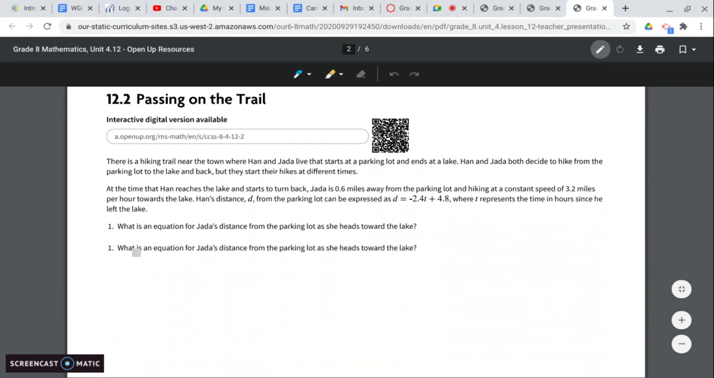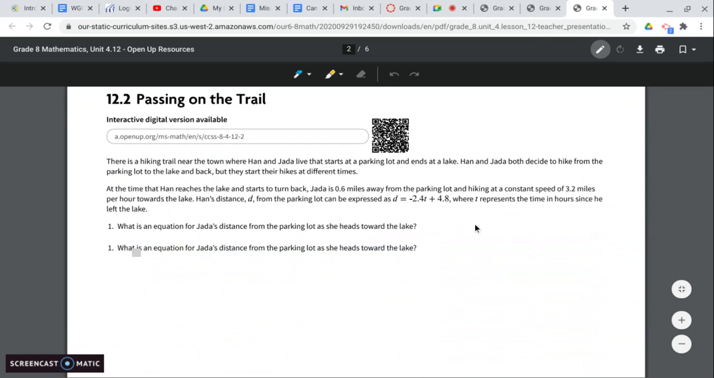Han's distance d from the parking lot can be expressed as d equals negative 2.4t plus 4.8, where t represents the time in hours since he left the lake. What is an equation for Jada's distance from the parking lot as she heads towards the lake?